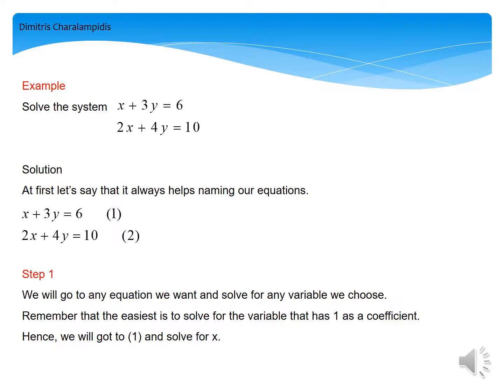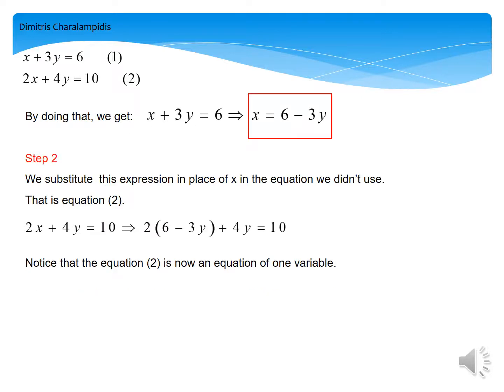So let's begin. In first step, as we said, we will go to any equation we want and solve for any variable we choose. Remember that, as we said, the easiest is to solve for the variable that has 1 as a coefficient. Hence, we will go to the first equation, to number 1, and solve for x. By doing that, we get that the equation x plus 3y equals 6 will now be x equals 6 minus 3y.